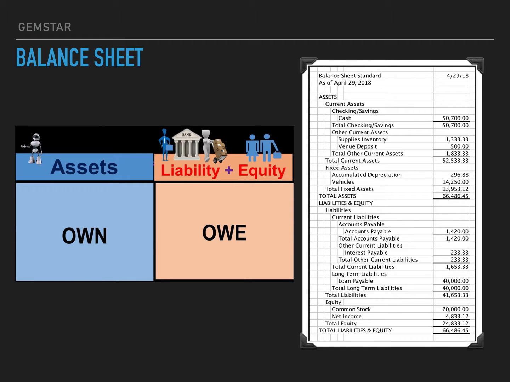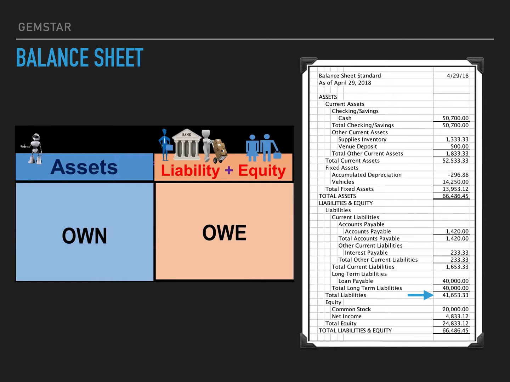I'd like to begin with the balance sheet. The balance sheet shows us assets, liabilities, and equity for all of Gemstar Productions' accounts. To calculate the assets of Gemstar, we need to take the liabilities and equity and add them together. So let's take a look.